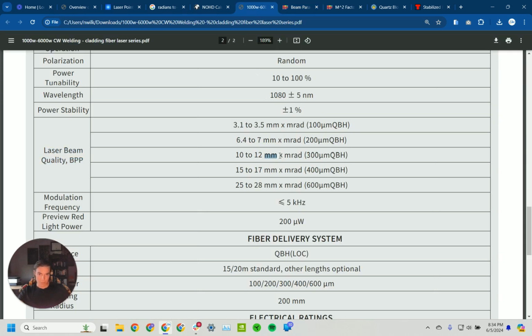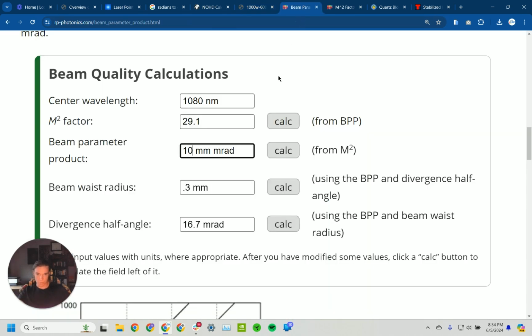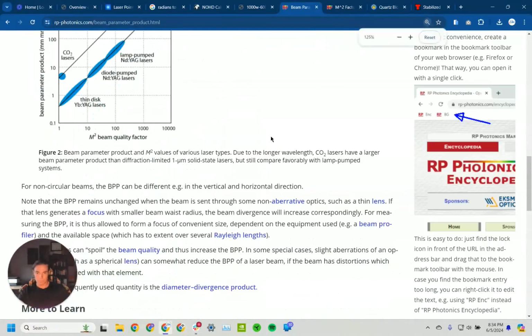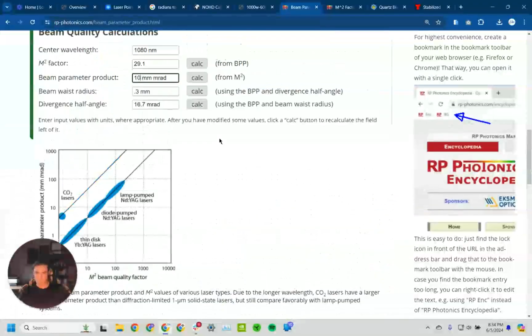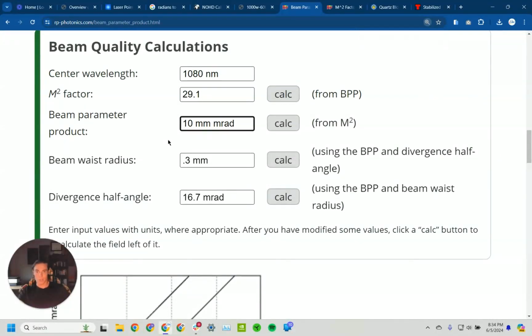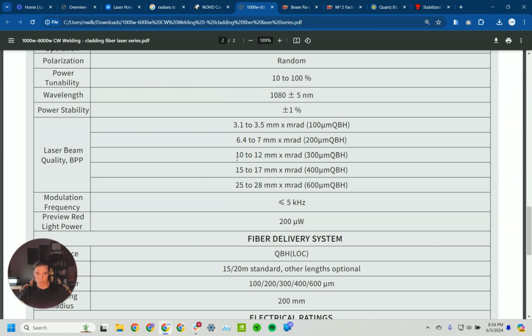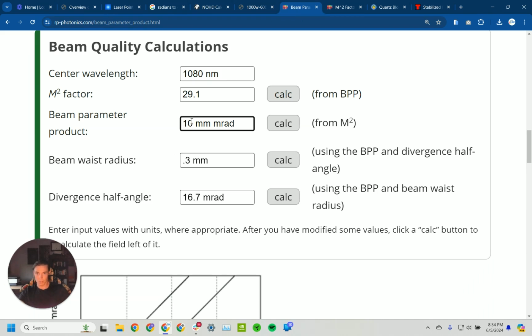So again, this is a very strange unit. Anytime you have two different units of measure together as a product of multiplication defining a spec, that means there's an equation behind it, right? And so what we're going to do here is we're going to take the nominal spec of 10 millimeters, put that in here as the beam parameter product, and then we have to figure out the beam waist. So we're going to make an assumption here.